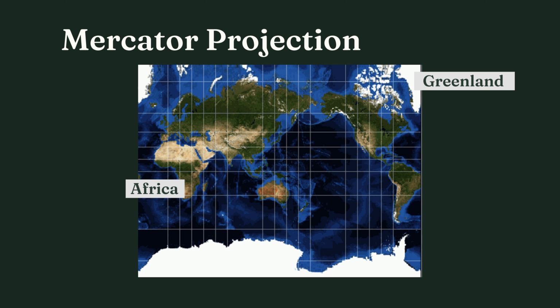This map makes Antarctica look like it's bigger than all the other land masses combined, when in reality, it's only barely larger than the United States. It also shows that Greenland and Africa are a similar size, when in reality, Africa is more than 10 times larger than Greenland.